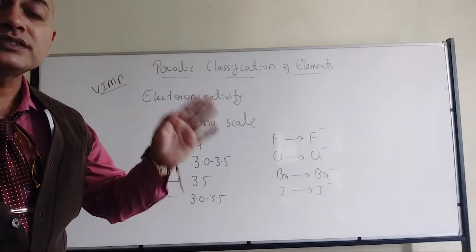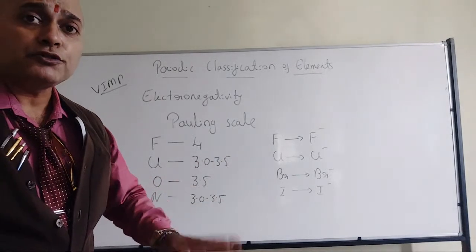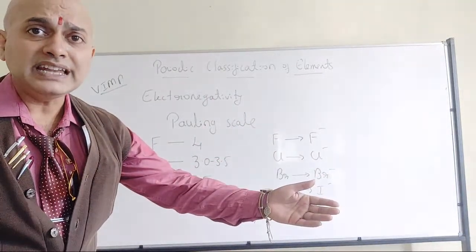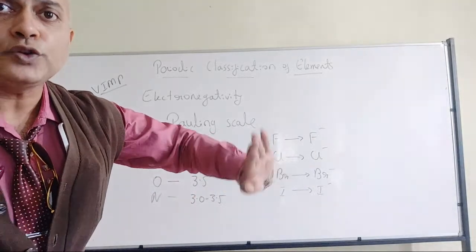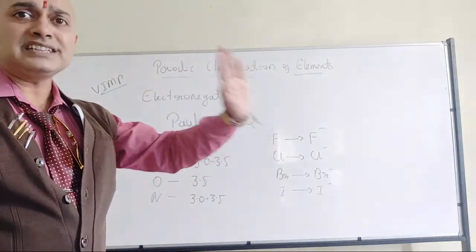When fluorine comes, all the other elements have to take out the electron and push the electron towards the fluorine. They have to accept.